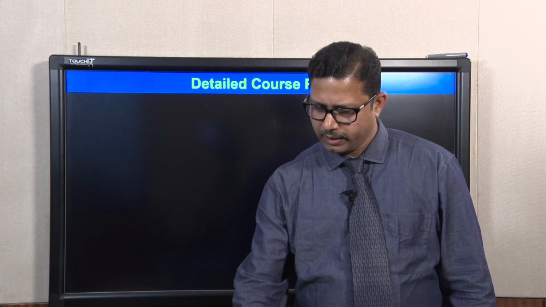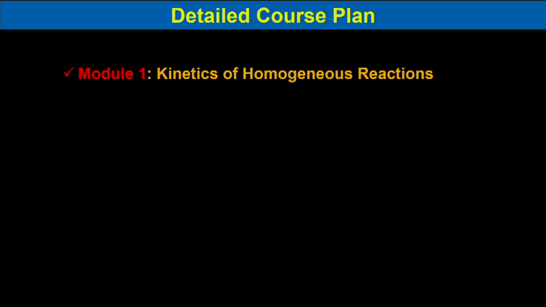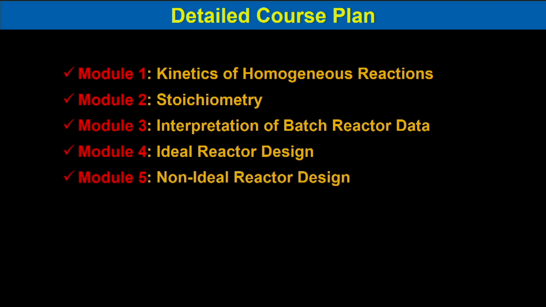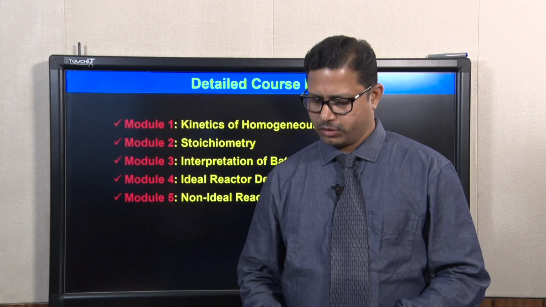The detailed course plan for this: in module 1 we will consider the kinetics of homogeneous reactions, and in module 2 we will consider stoichiometry. Module 3 we will discuss interpretation of the batch reactor data, and in module 4 we will consider ideal reactor design, and module 5 non-ideal reactor design. So, these 5 modules we will consider most of our topic to be covered in this course.